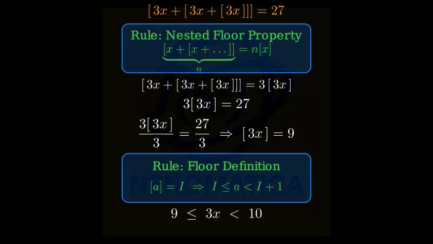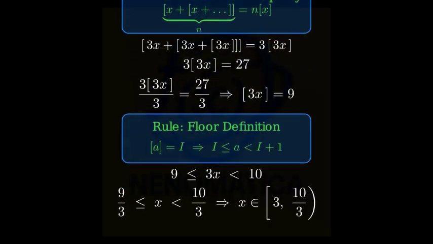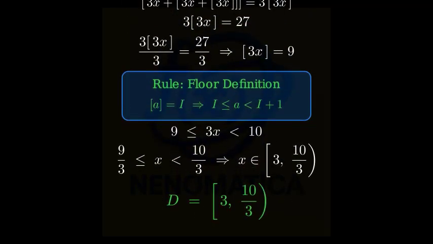Step 4. Now, we solve the inequality for x by dividing everything by 3. That gives x is between 3 inclusive and 10 over 3 exclusive. In interval notation, that is the closed bracket at 3 and the open parenthesis at 10 over 3.